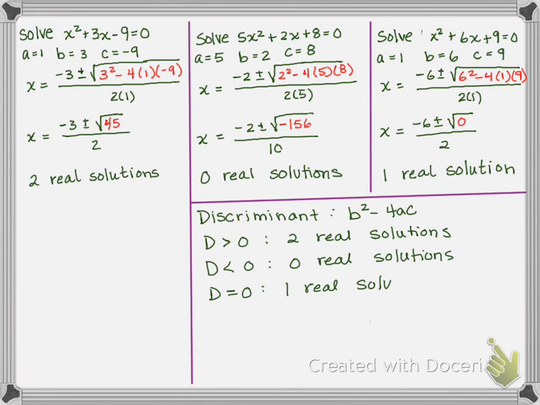And remember, the solutions to these equations correspond to the x-intercepts of the function's graph. So when we have two solutions, the graph passes through the x-axis twice. When we have no real solutions, the graph never passes through the x-axis. And when we have one real solution, that parabola bounces off the x-axis. So it just touches at what we call the vertex, that bottom point.